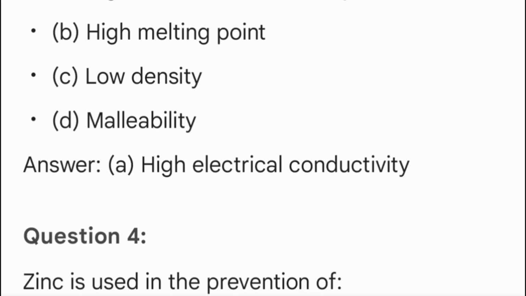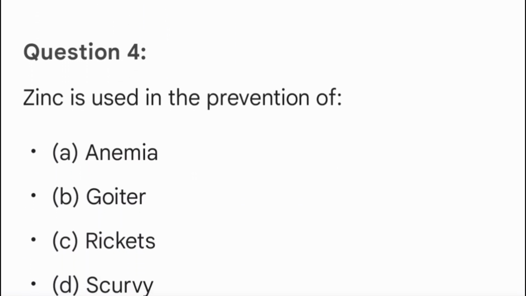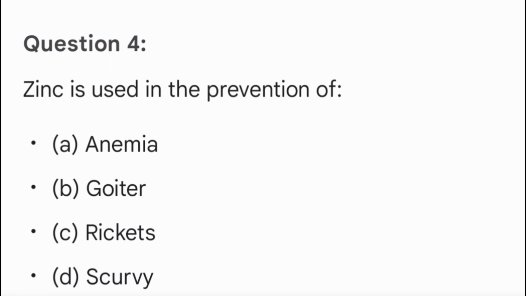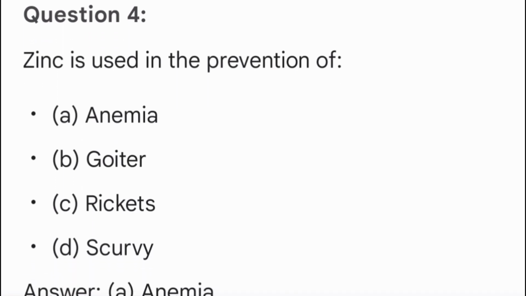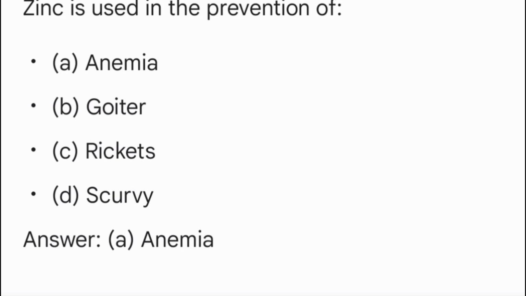Question 4. Zinc is used in the prevention of A. Anemia, B. Goiter, C. Rickets, D. Scurvy. Answer A. Anemia.